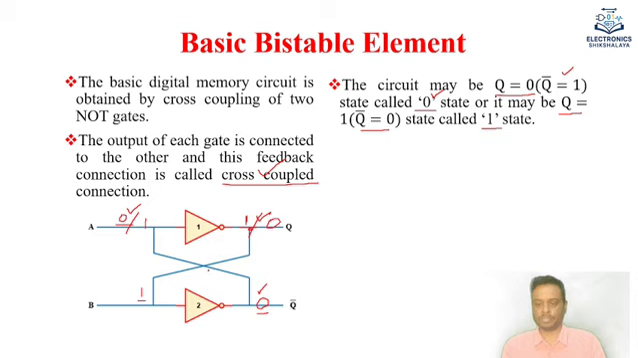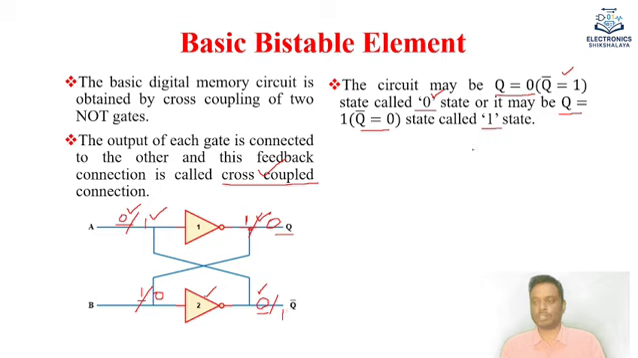Similarly, this Q is connected to this input B. So that is 0. Then what will the output of gate number 2? It will be 1. Again, this 1 is the input A. Then it repeats, as long as another data comes in. So Q can be 1 or Q can be 0.